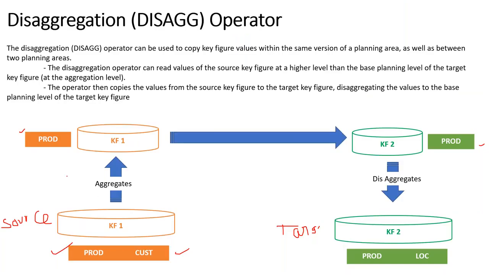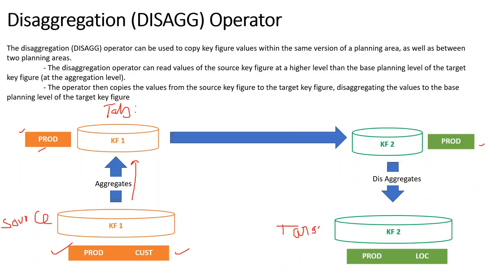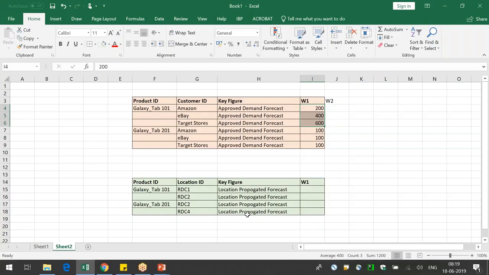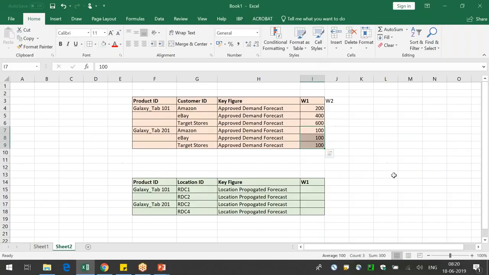You see here, product and customer, the system lifts it up to the product level. And here for Tab 101, it is 1200. For Tab 102, it's 201, 100, 100, it has become 300. So now it just copies the same into the target key figure, the value of 1200.